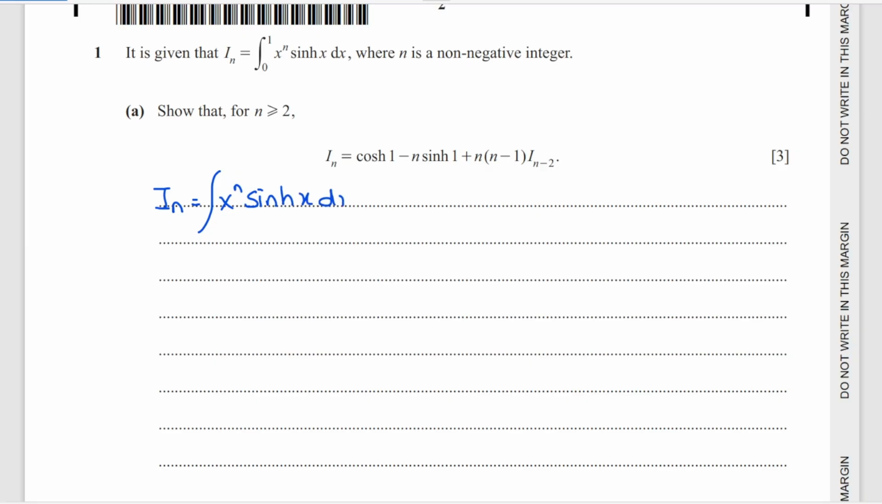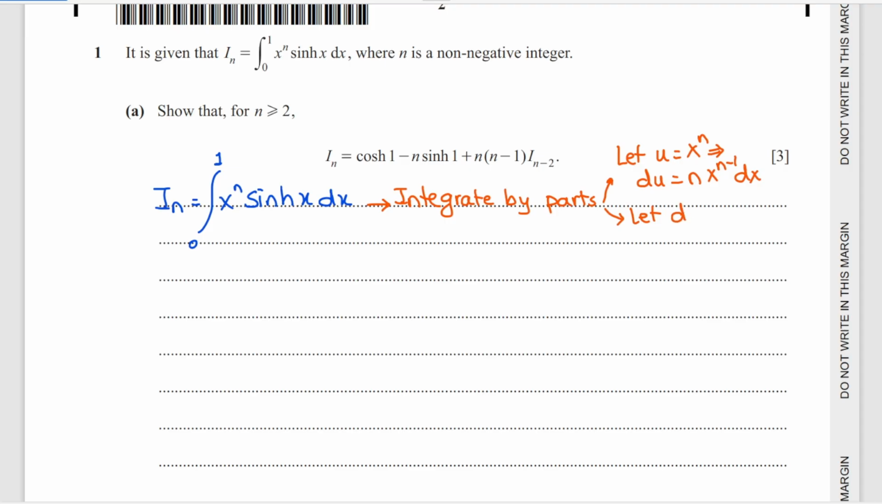Because the integrand is a product of a polynomial x^n and sinh, integration by parts is the most efficient method, especially when we are asked to form this reduction formula. Here I chose u to be x^n because differentiating reduces the power, which is essential if we want to relate I_n to I_(n-1), I_(n-2), etc. I chose dv to be sinh x dx. To get v, I need to integrate on both sides. So v is cosh x.